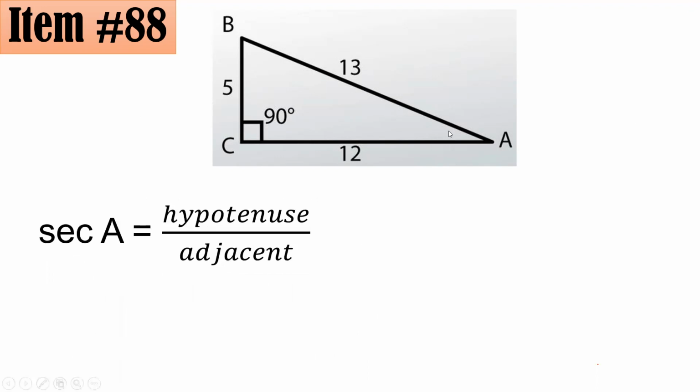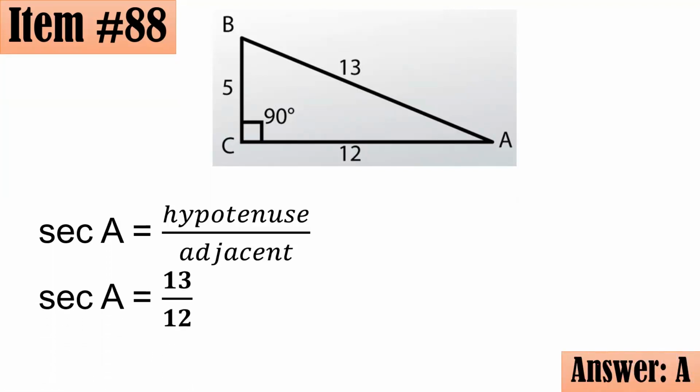So with respect to the acute angle A here, the hypotenuse of the triangle is this 13 because it is the side opposite po ng ating right angle, di po ba? So 13 po yung ating hypotenuse, 5 po is opposite ng A, at saka yung 12 yung adjacent kay A. So hypotenuse is 13 and adjacent is 12, which tells us that secant A is 13 over 12. Tama nga po siya. Joke lang po, clear lang. So lahat po ng sumagot ng A, tama.